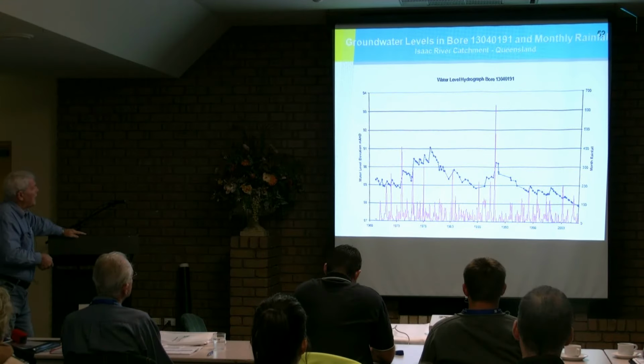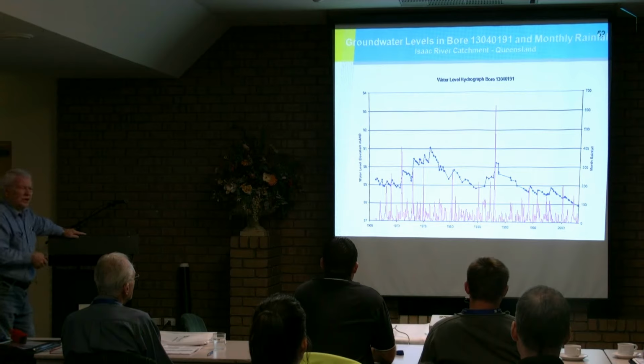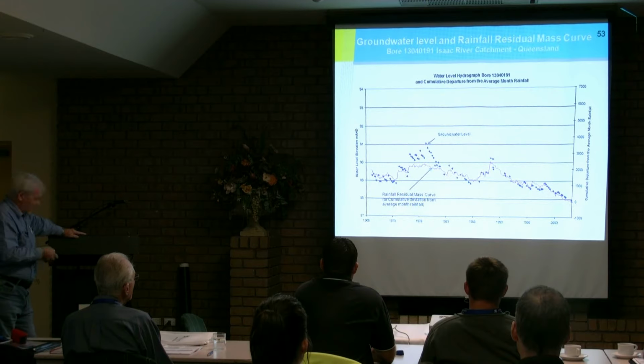Here, we now have the groundwater levels in a bore in that area, and these are the monthly rainfalls. You can see you're going to get some rises with those monthly rainfalls, and it's a bit hard to do an analysis of it. Here, we have those same water level events, and we've superimposed on there the residual mass curve rainfall event for that period from 1968.